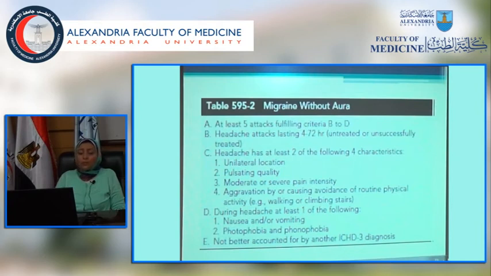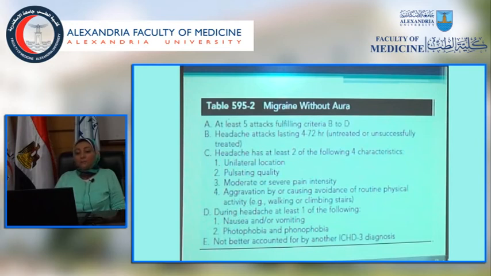Number 4, it is associated with or aggravated by a number of aggravating factors. As I said, tension-type headache is usually aggravated by psychological stress. No, migraine is usually aggravated by physical stress, like walking or running, or exposure to sun or something like this. If you have 2 out of these 4 characteristics, then you have fulfilled one of the diagnostic criteria.